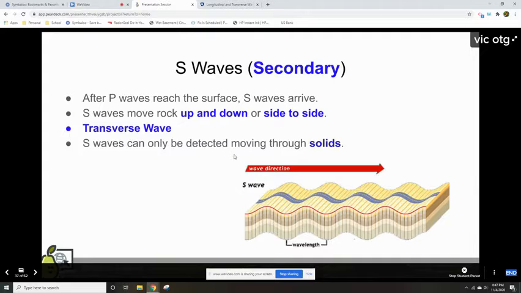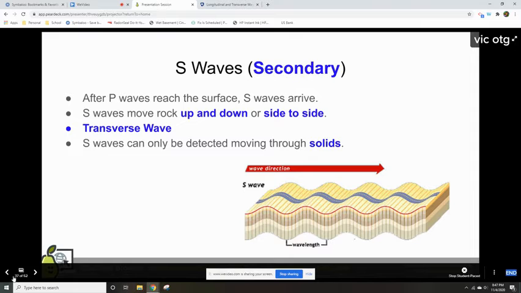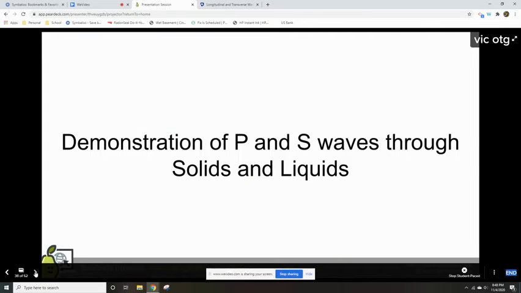Then you have the secondary waves, also known as S waves, and they arrive second after the P wave. The rocks move up and down or side to side. Sometimes they are called transverse waves. S waves can only be detected moving through solids. An easy way to remember this is S waves are solely solids. That's an easy little tongue twister to remember that S waves can only travel through solids.